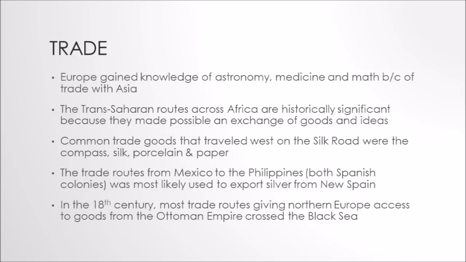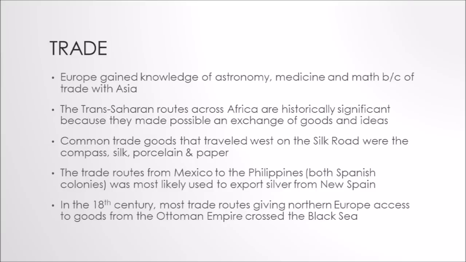Trade was very important. Europe gained knowledge of astronomy, medicine, and math because of trade with Asia. The trans-Saharan routes across Africa are historically significant because they made possible an exchange of goods and ideas. Common trade goods that traveled west on the Silk Road were the compass, silk, porcelain, and paper. The trade routes from Mexico to the Philippines were most likely used to export silver.